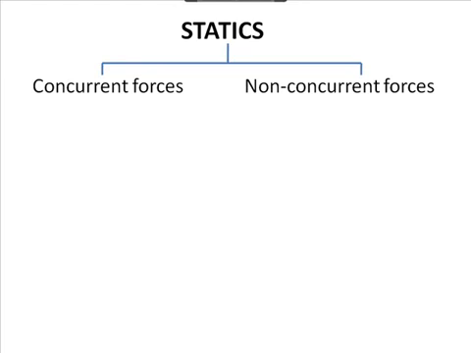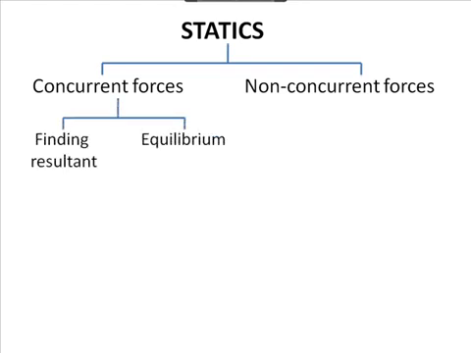There are two parts. One, concurrent forces, another non-concurrent forces. That is, in one plane you can have either concurrent forces, that is those who pass through one point, and second, non-concurrent, those who do not pass through one point but still lie in the same plane. Now in concurrent forces there are two types of problems. One is finding resultant, and second is solving equilibrium problems.